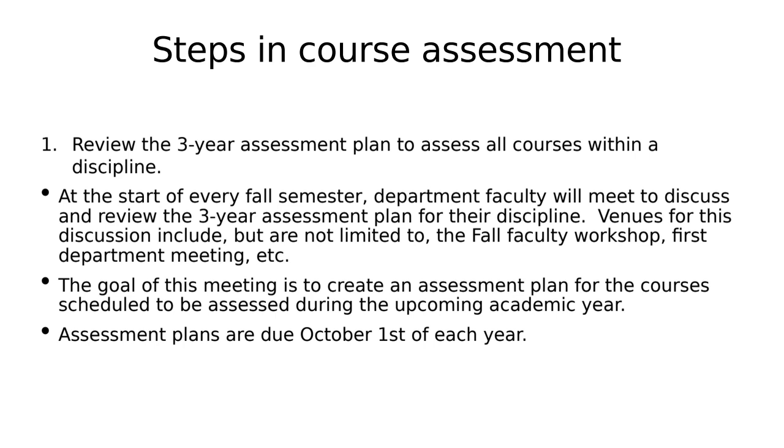So here are the following steps in course assessment. The first one is going to be to review the 3-year assessment plan to make sure that all courses are going to be assessed within that discipline. So at the start of every fall semester, we're recommending that department faculty meet to discuss and review the 3-year assessment plan for their discipline.